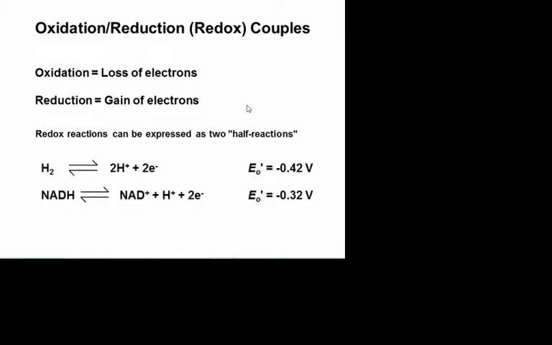Redox couples. Okay, everybody knows oxidation is loss of electrons, reduction is gain of electrons. And whenever you have a redox reaction, it can be expressed as two half reactions. And now I've always had difficulty understanding why on earth chemists like to do this. But I think the utility is that each half reaction is associated with a redox potential. And knowing the redox potentials of the half reactions will tell you which way the reaction is going to go. Which out of these partners is going to be the electron donor and which one is going to be the electron acceptor.